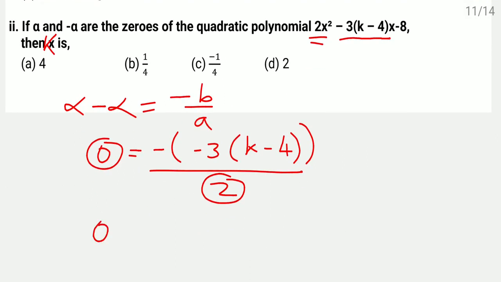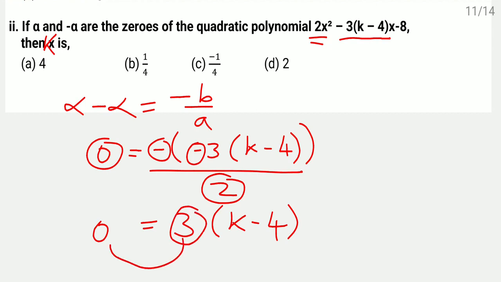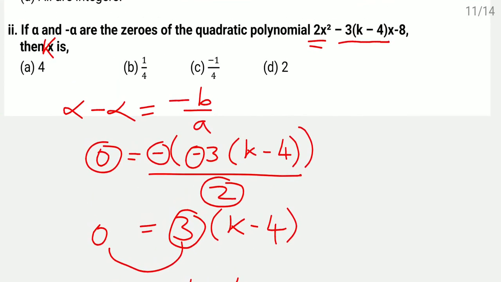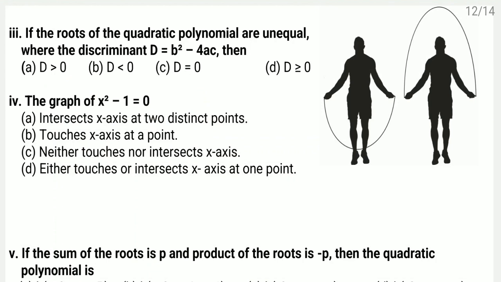So this is 0. This minus and this minus became plus. So 3 in the bracket k minus 4. Now 3 is multiplying here, it will come down to divide. It will also become 0 only. So our answer will become 0, which is equal to k minus 4. Therefore, the value of k becomes 4. So value of k we got 4. Option A is the correct one. Okay, come to the third question.